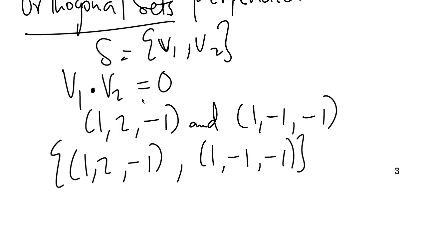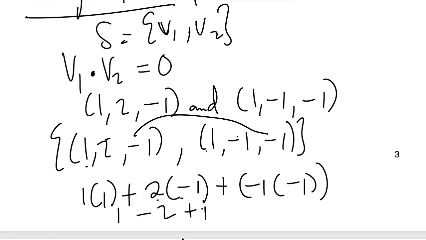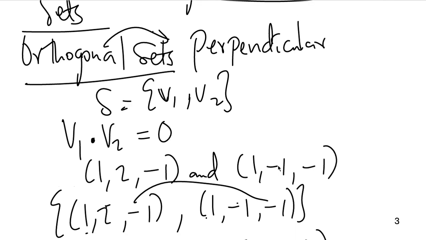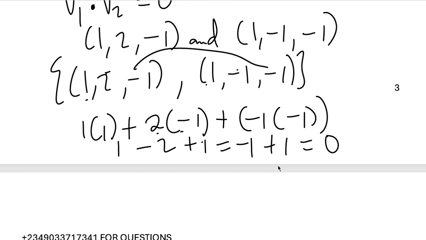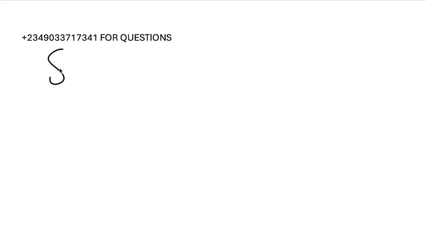So you simply check the dot product. 1 times 1 is 1, and then plus, component by component, 2 times negative 1, and then plus negative 1 times negative 1, right? So 1 times 1 is 1, plus 2 times negative 1 is negative 2, and then negative 1 times negative 1 is positive 1. Then 1 minus 2 is negative 1, and negative 1 plus 1 is 0, right? So that tells us that this set is an orthogonal set. But let's say that this set has more than two elements, right?